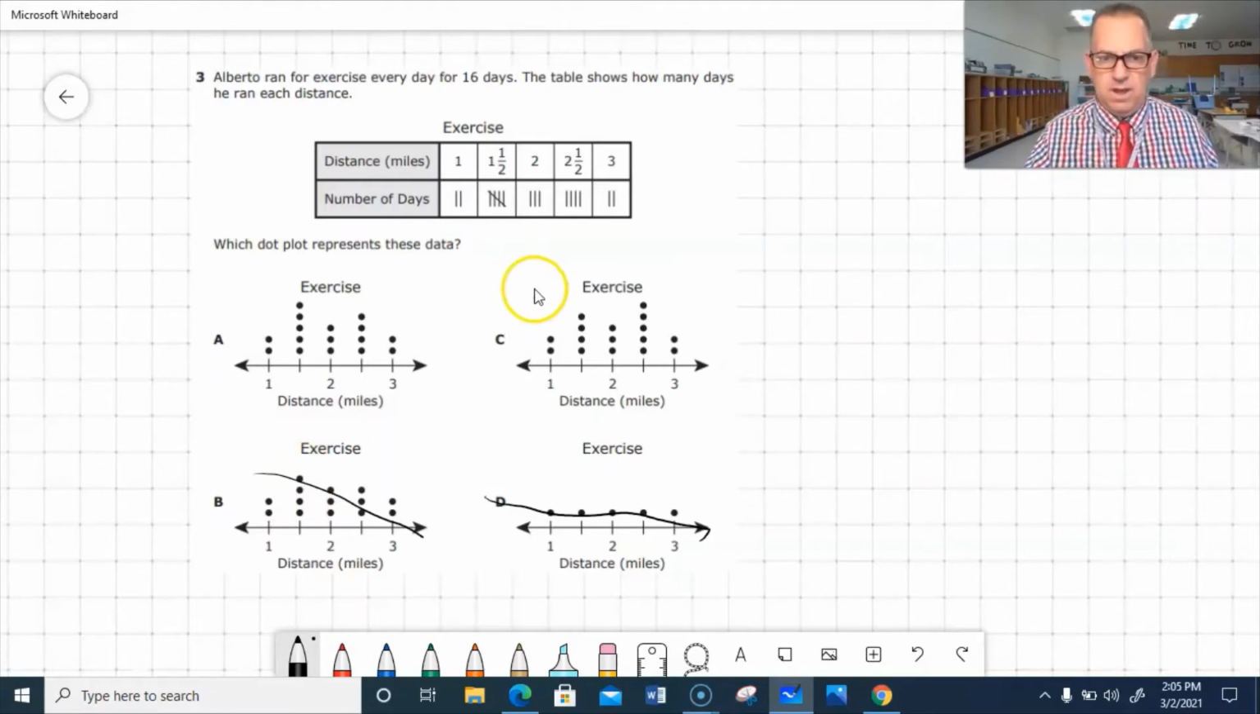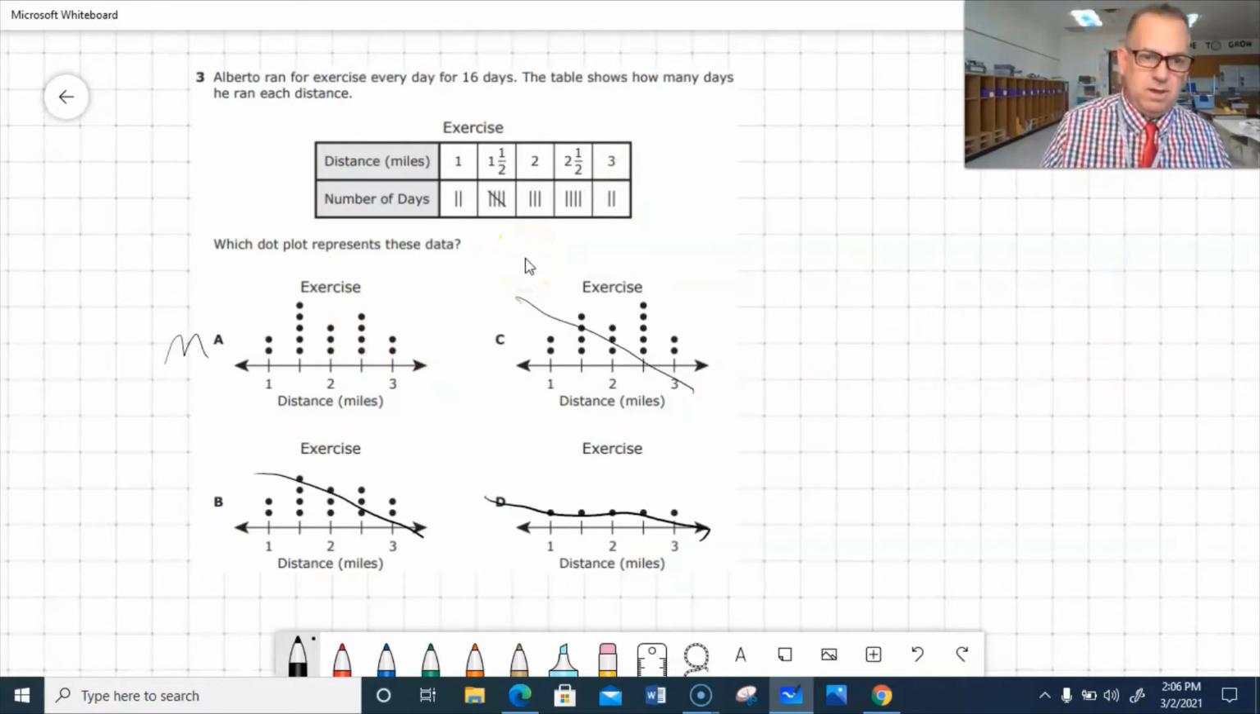And answer choice C has 1, 2, 3, 4, so I can eliminate that one too. So it looks like we're down to just A, but I'm still going to go check the rest of the data and make sure it matches. For 2 miles, he looks like he did it for 3 days, and I got 1, 2, 3. That works. For 2.5, looks like he did it for 4 days. That's right here. That's 1, 2, 3, 4. And for 3 miles, looks like he did that 2 days. 1, 2. So our correct answer would be answer choice A.